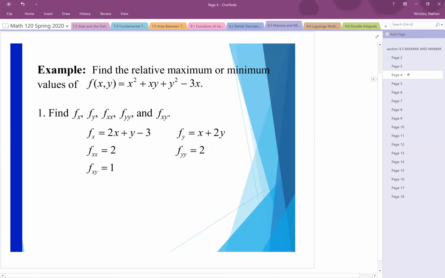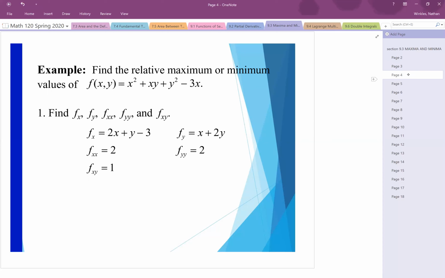So we're told, find the relative maximum or minimum values of f of x, y equals x squared plus xy plus y squared minus 3x. The first thing we need to do is find all of our partials. So f sub x is going to be 2x plus y minus 3. fxx is going to be 2. If we go fx then y, it's going to be 1. If we go to f sub y first, that's going to be x plus 2y. fyy is going to be 2.